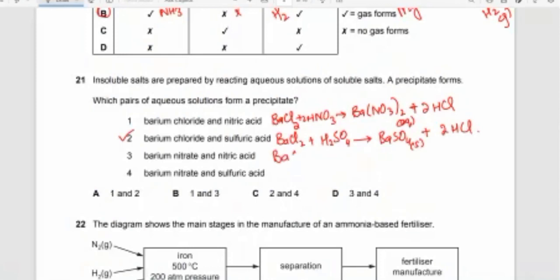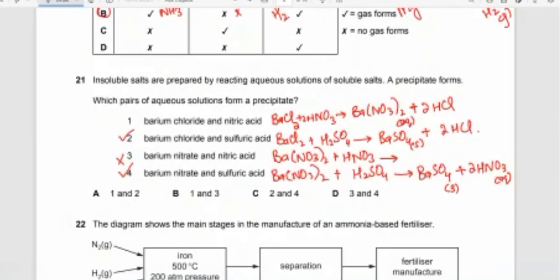Barium nitrate, Ba(NO3)2, plus nitric acid, HNO3. So no reaction will be taking place. Okay. Barium nitrate, Ba(NO3)2, and sulfuric acid, H2SO4. What will be formed? Barium sulfate, BaSO4. This is also insoluble. The precipitate will be formed. 2HNO3 will be formed, that is aqueous, which is soluble in water.